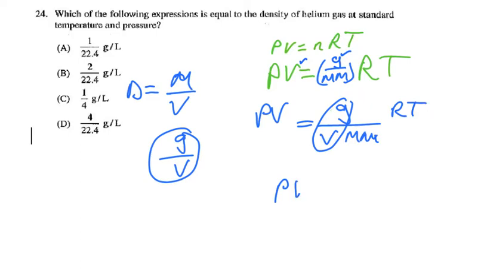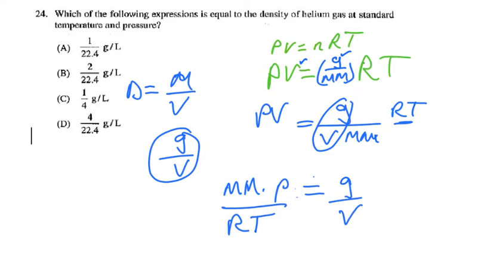Then we just got to get everything else on the other side. So I'm going to bring the molar mass up over here. Oops, forgot to erase the V there. That's gone because it went to the other side. And then we're going to have to bring the RT down over here. So just doing a little bit of algebra. And this is equal to density. Alright, so we've got our equation.